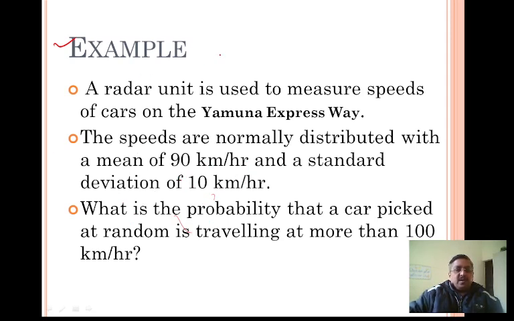These days if you travel in Delhi or some metro cities, you will find many cameras installed here and there to measure the speed of cars, and you will get the challan also, right? So how are these things done, and how do normal distributions help in it, that's the question.